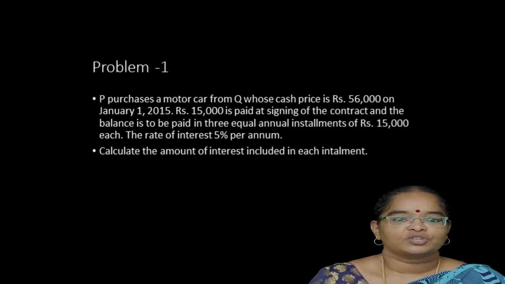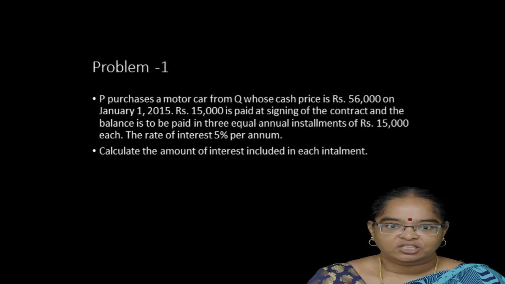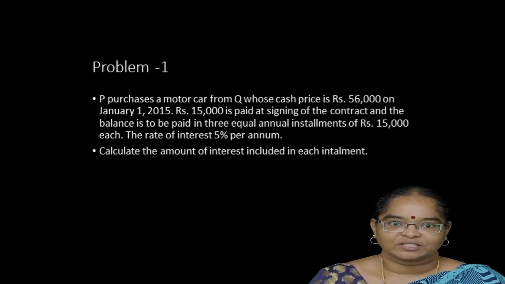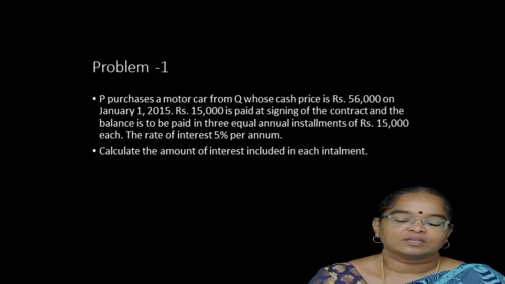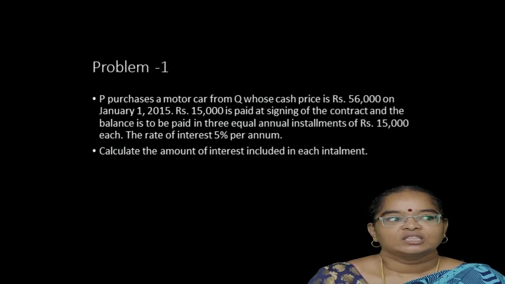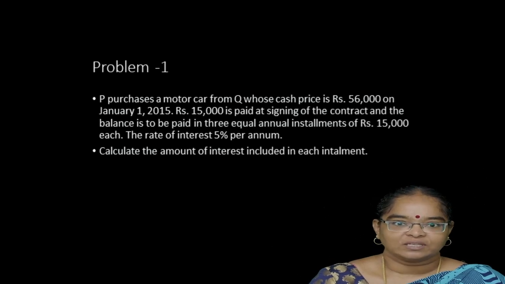What are the information given in the problem? P purchased a motor car from Q on hire purchase system. Its cash price is rupees 56,000 and the down payment is given as rupees 15,000. Rate of interest is 5%. 3 equal annual installments of rupees 15,000 each. These are the information given in the problem.